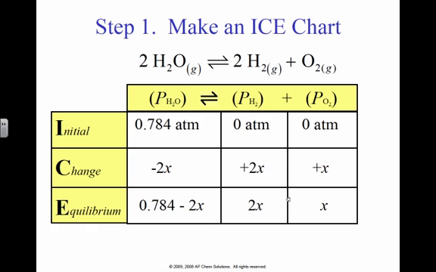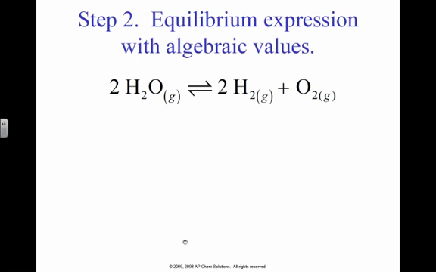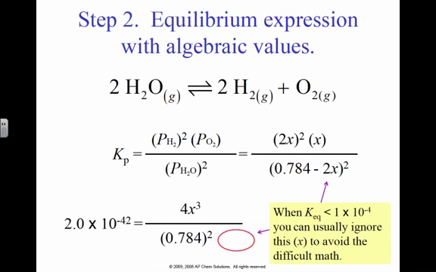And now I can plug these equilibrium concentrations into the equilibrium expression. If you remember, for the expression for this, Kp is going to equal the pressure of hydrogen squared times the pressure of oxygen divided by the pressure of water squared. If I plug those values in that I got from my ice table, 2x squared times x over 0.784 minus 2x squared. Now here's a little trick.